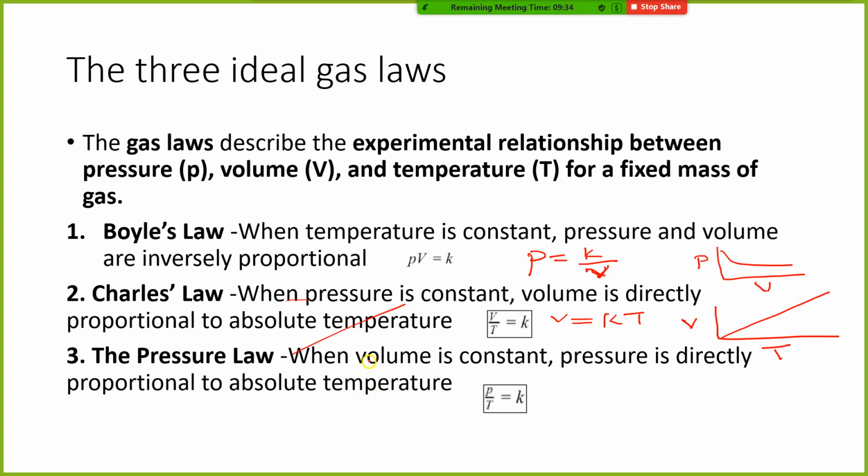All right. So we move on now to what we call the pressure law. Pressure law is when we keep our volume constant. So when we have our volume at a constant level, we can see where pressure is going to be directly proportional to absolute temperature. What that is telling us is that as my temperature increases, I would expect the pressure to increase as well, providing that the volume is kept constant. So you would get a graph looking like this. So you can transpose equations and say that P is equal to K times T.